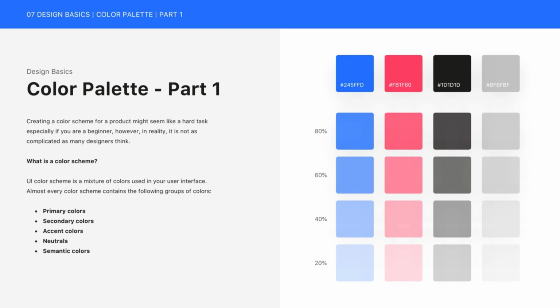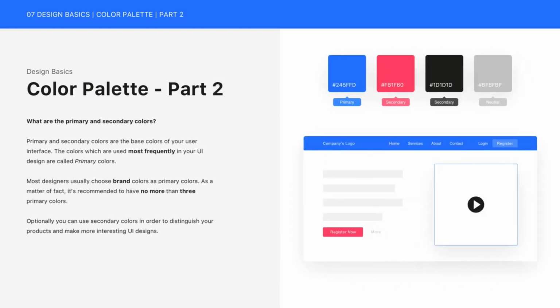Almost every color scheme contains the following groups of colors: primary colors, secondary colors, accent colors, neutrals, semantic colors. What are the primary and secondary colors? Primary and secondary colors are the base colors of your user interface. The colors which are used most frequently in your UI design are called primary colors.